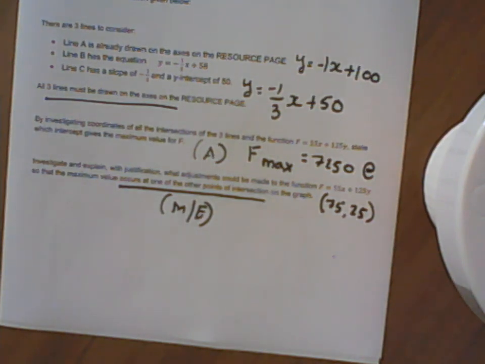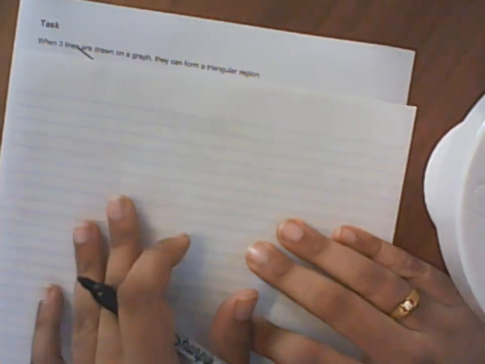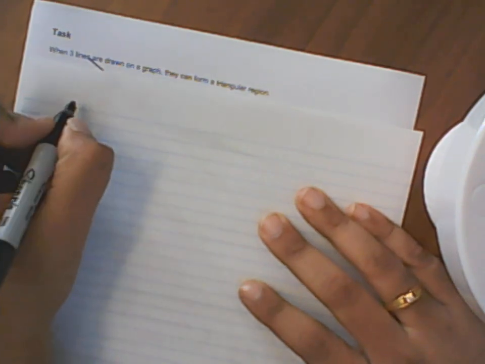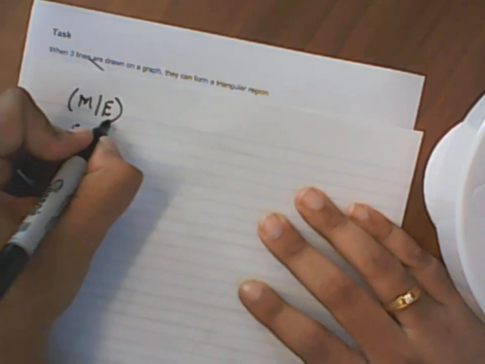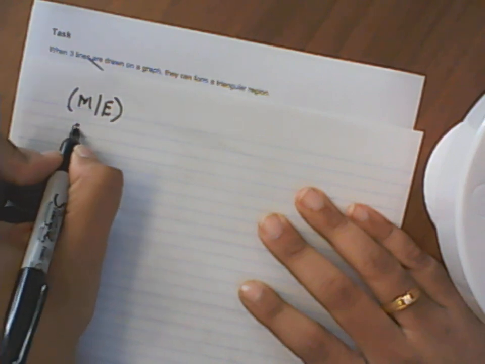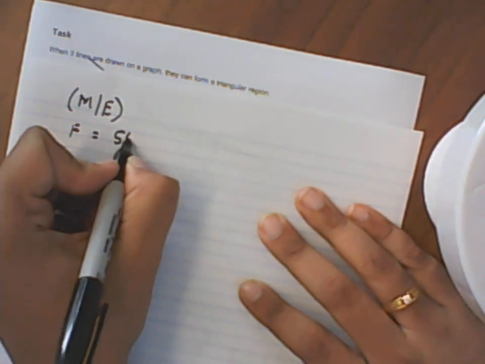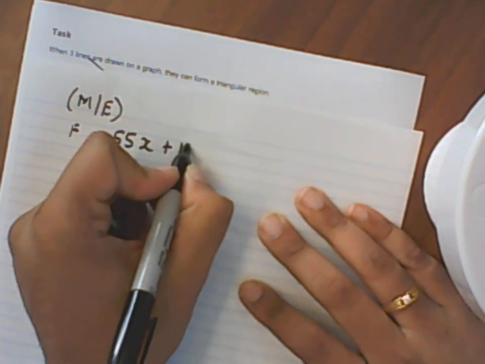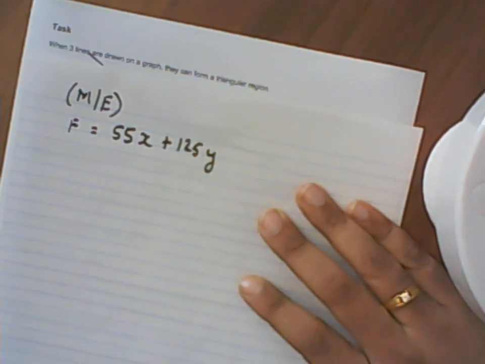They want you to investigate this function, f is equal to 55x plus 125y, and they want you to change or adjust this entire function so that you can get maximum values at the other 2 points of intersection. So what I'll do first is write my basic equation. Let me do this as m and e. All right, so my equation for the function is f is equal to 55x plus 125y.